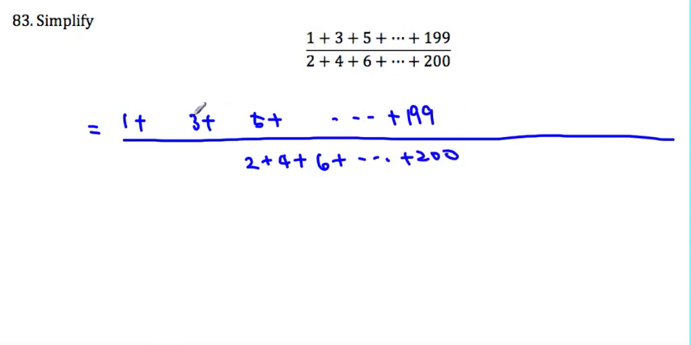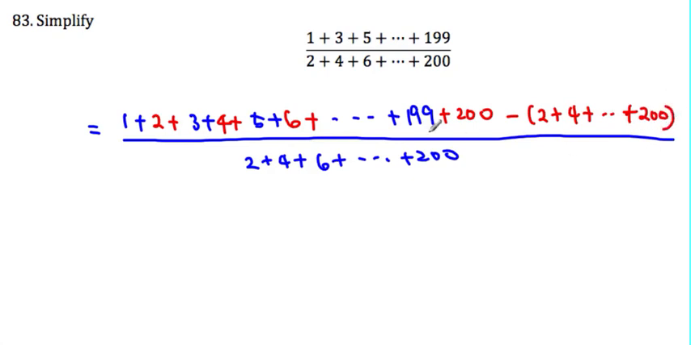Now what I'm about to do is add 2, 4, 6, all the way up to 200 to the top. Meaning I added all these bottom values on the top. But as long as I subtract them, 2 plus 4 plus all the way up to 200, then I didn't change the value of this fraction. What this does is help us calculate things a bit faster.